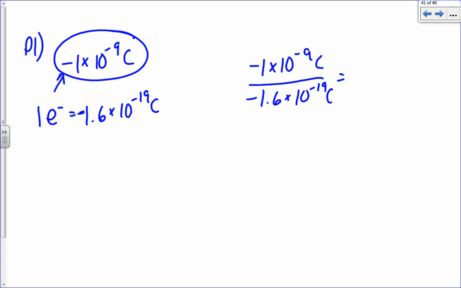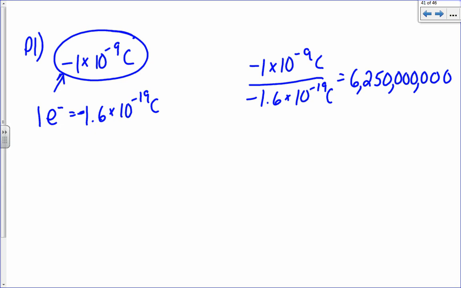Like this. And that'll tell me the number of electrons in that charge. So 1 times 10 to the minus 9 divided by 1.6 times 10 to the minus 19. I get 6.25 times 10 to the 9.